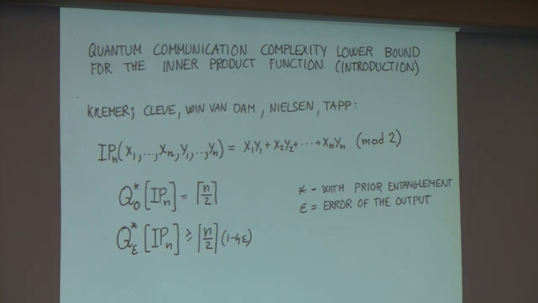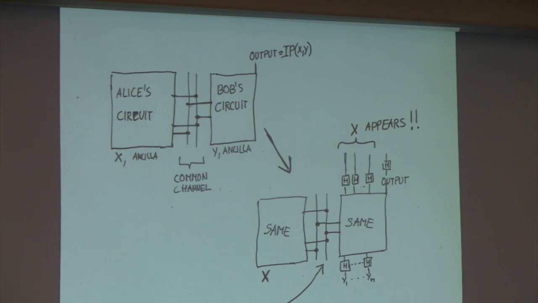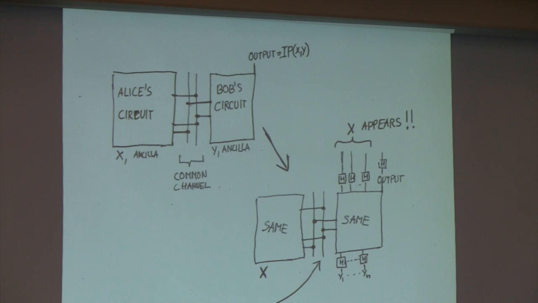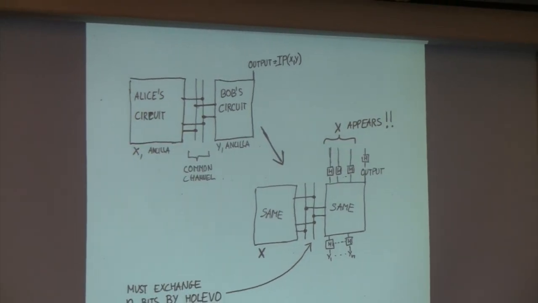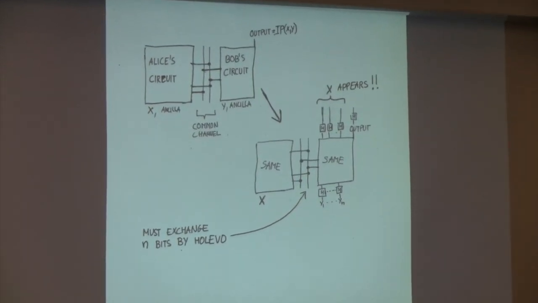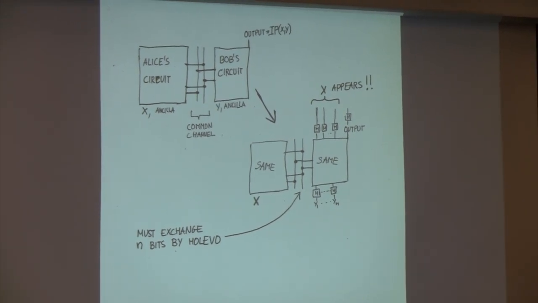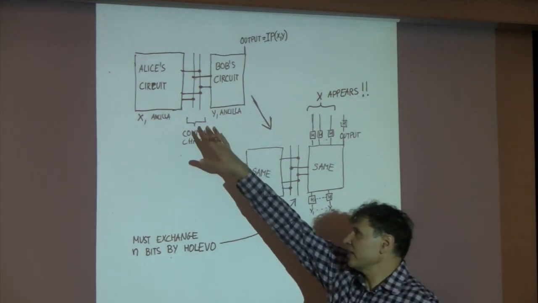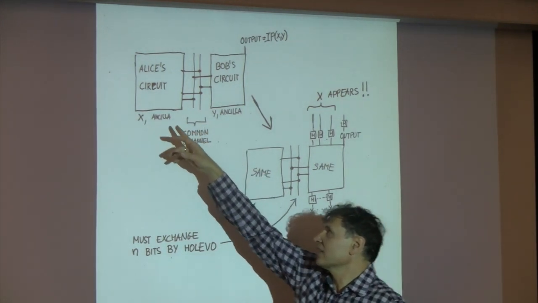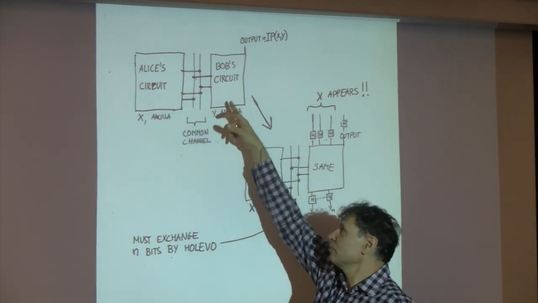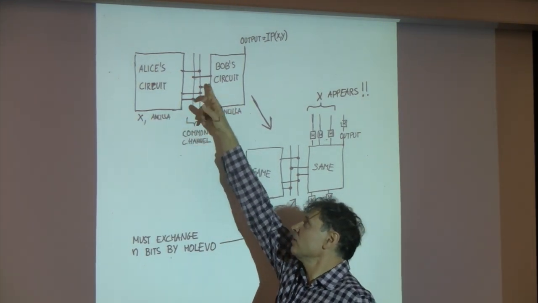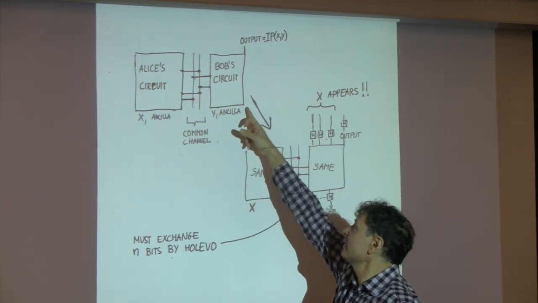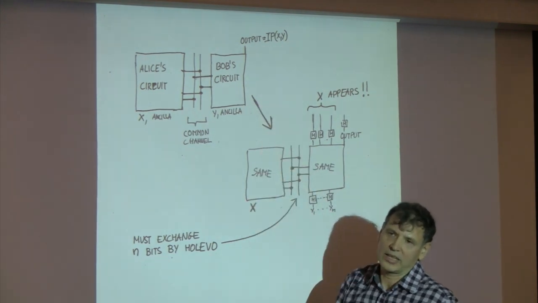So let me remind you of their proof, which I think is a beautiful proof. This picture shows you the lower bound proof that the modulo 2 inner product needs a lot of communication. Let's assume that you have a circuit with an Alice side and a Bob side, and they exchange only a few bits of information, and in the end Bob outputs the inner product.